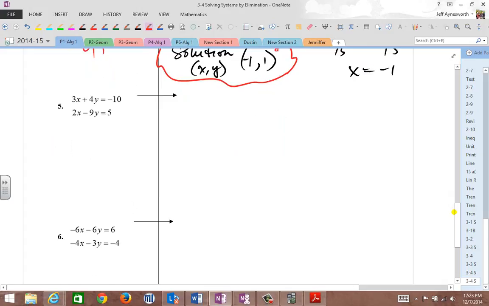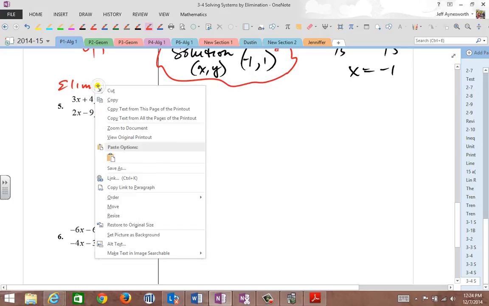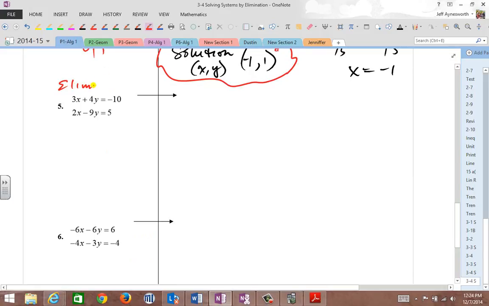Now, continuing on here, we're going to find out in this case where you're going to have to multiply both equations by something. So this is a little bit more challenging. Okay, so let's see here. I'm going to switch gears. I'm going to eliminate the y's here this time. So let's write that down. So eliminate the y's.